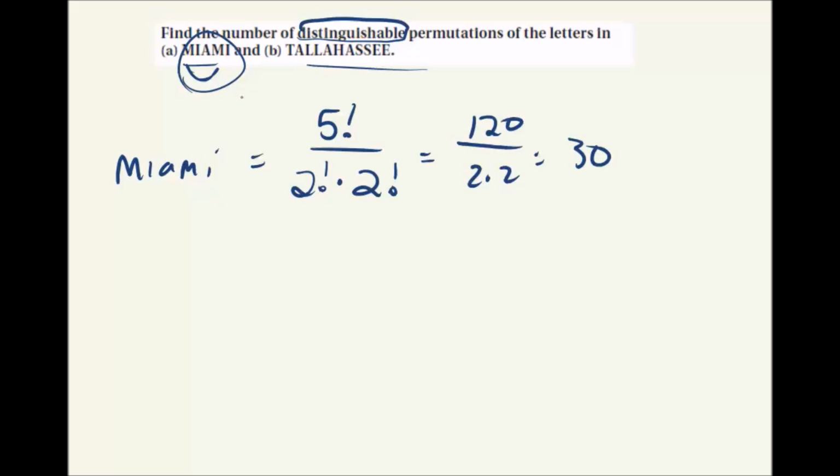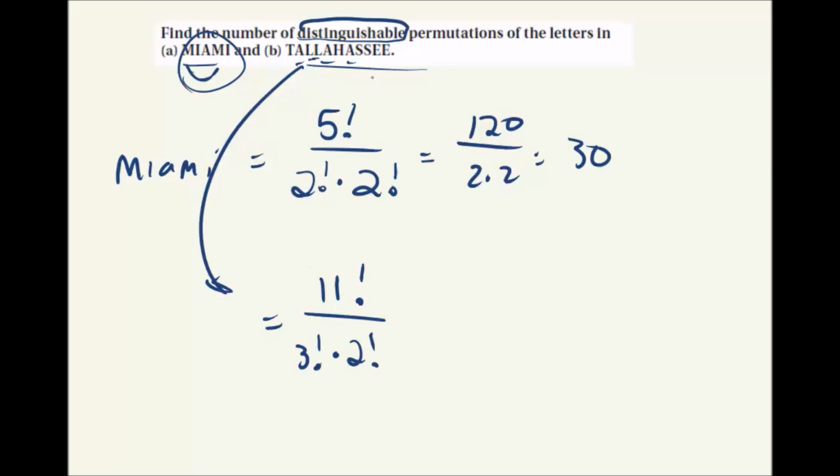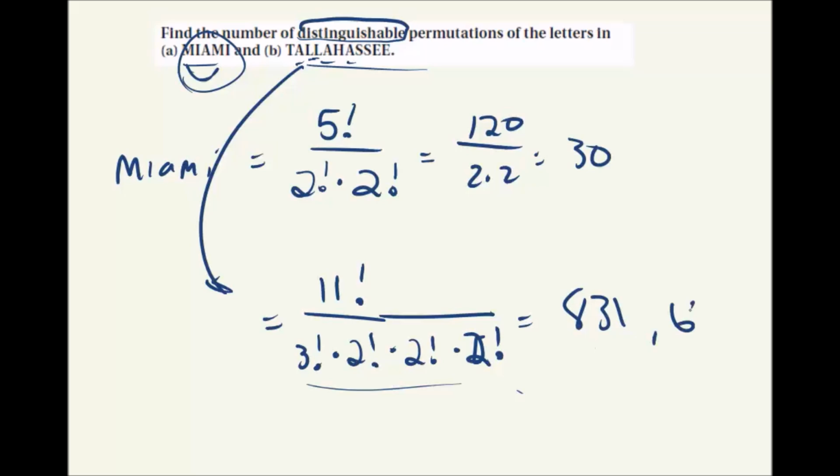Well, 30 unique ways. For Tallahassee, there are 11 total letters. Let's see, the A repeats itself 3 times, so we have to divide by that. This L repeats itself twice. The S repeats itself twice, and the E repeats itself twice. So 11 factorial divided by these, that's going to give us 831,600.